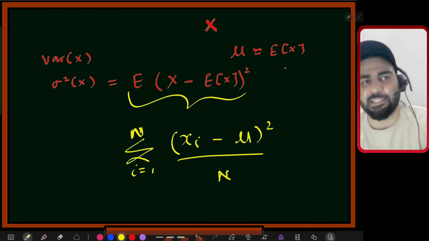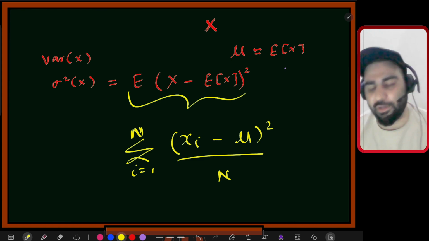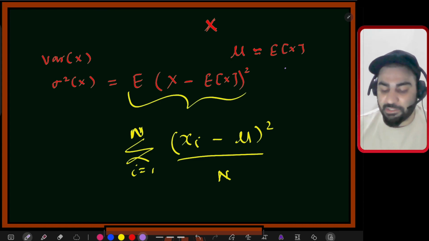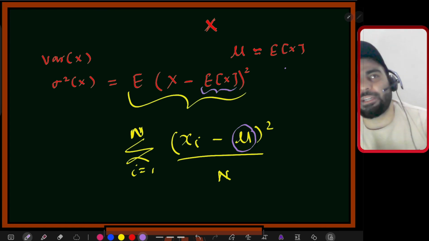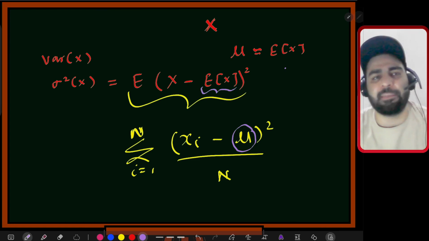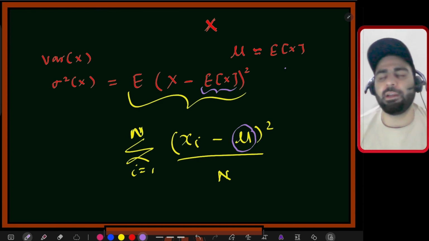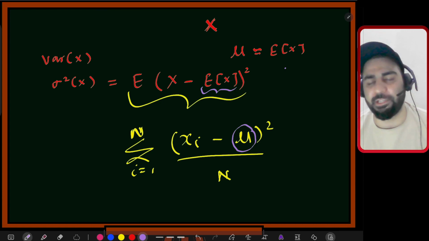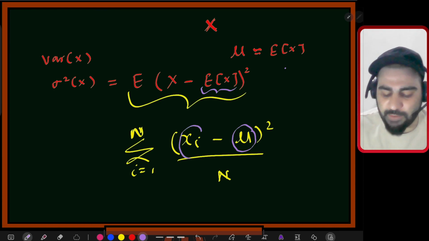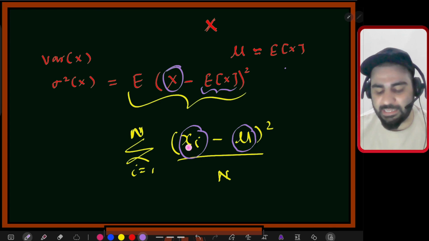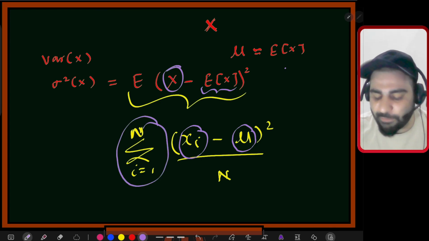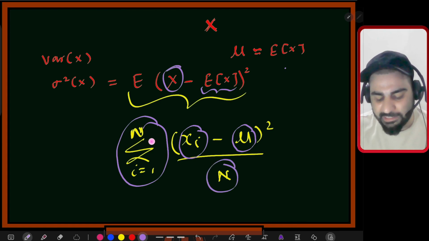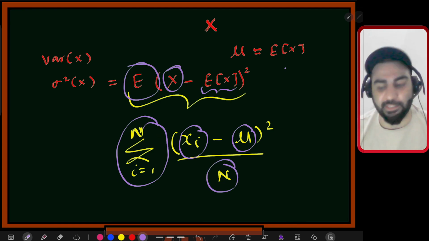You have some underlying hidden distribution that only God knows. So I'll replace this mu with the expectation of x, because the expectation of x and mu carry the same meaning, but the context is different. In one scenario you know the sample; in the second scenario you have only some sample and you don't have the population PMF. That's why you use this. This value remains the same. This is xi, and here we took the whole values of x. Now if I have to compute the mean, the average, it is computed by expectation.